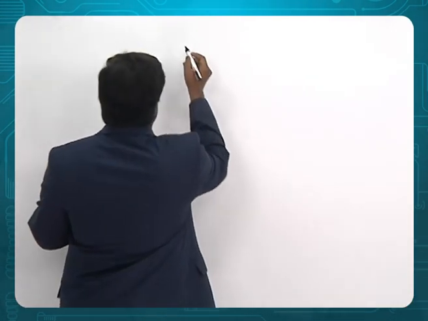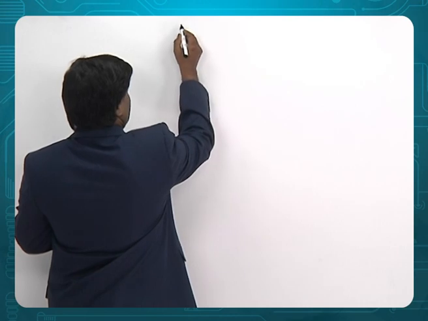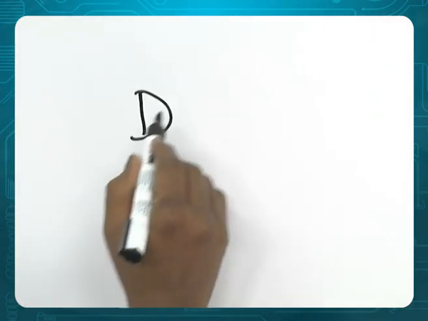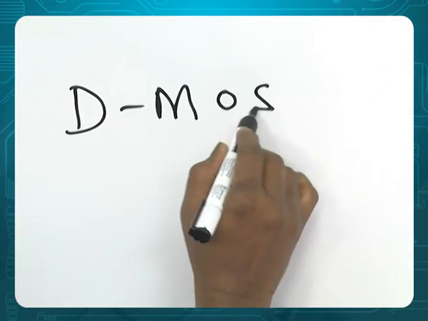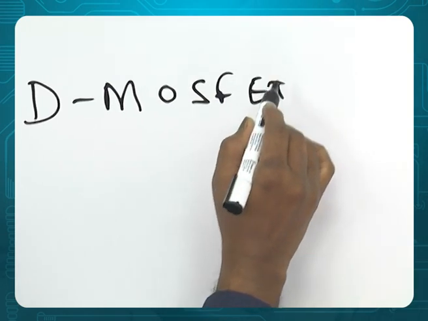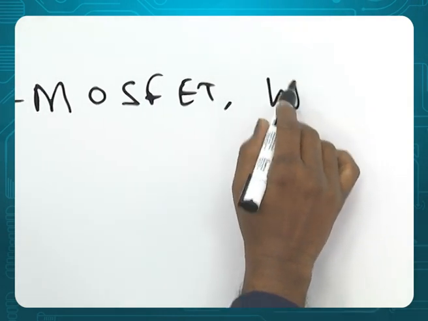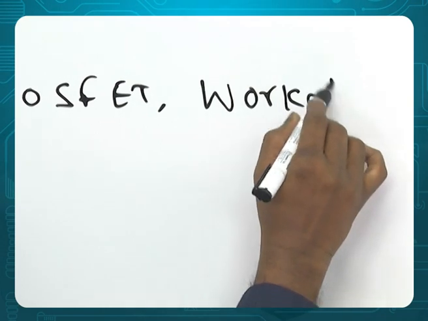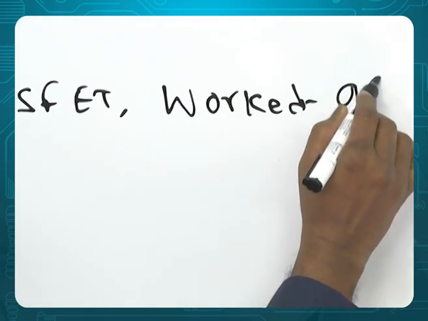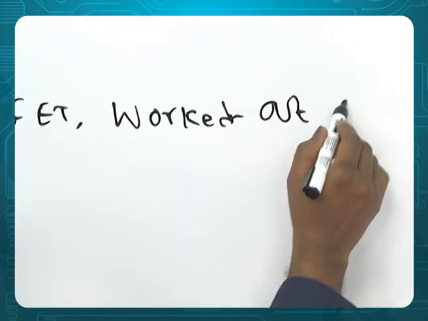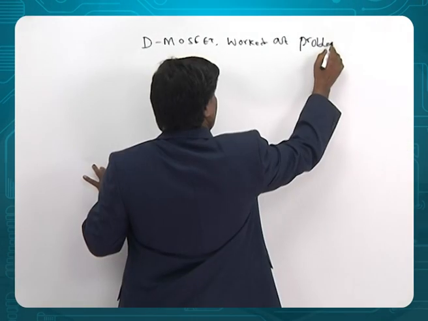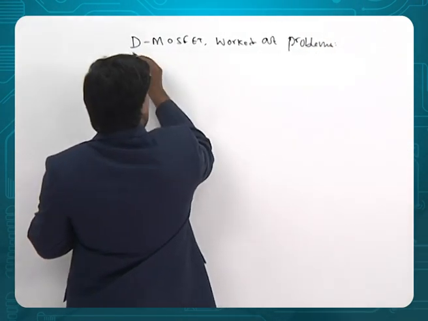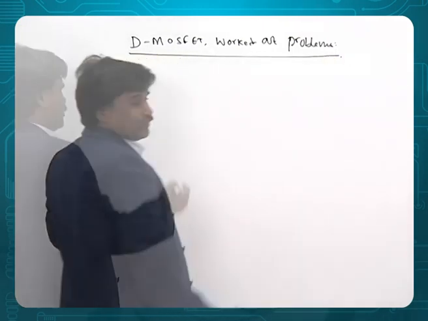Worked out examples, worked out problems. We are talking about D-MOSFET. Worked out problems. Problem 1.